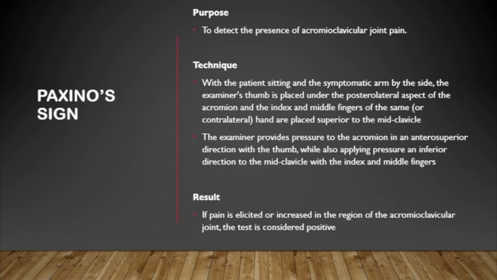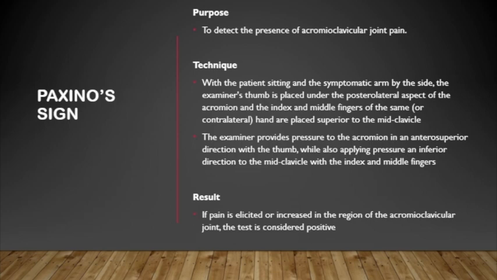Okay, so how to perform the sign is with the patient sitting and the symptomatic arm by the side. The examiner's thumb is placed under the posterolateral aspect of the acromion, and the index and middle finger of the same or contralateral hand are placed superior to the mid-clavicle. Okay, so this is the position of the therapist as well as the patient.